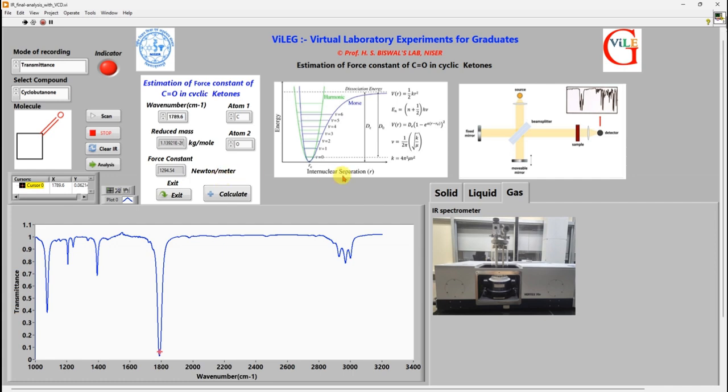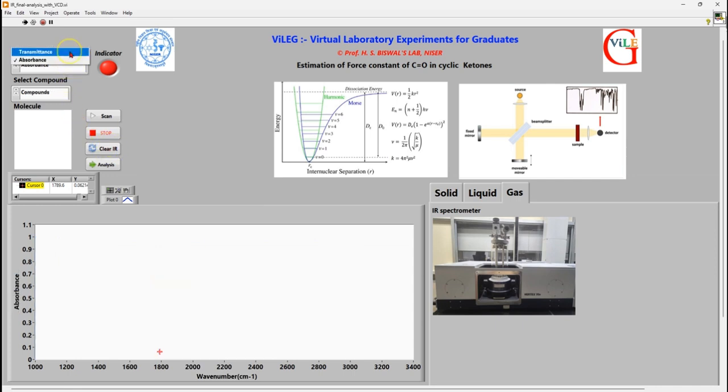1294.54 Newton per meter, which can be obtained using this equation, which is k equal to 4 pi square mu nu square. Here nu is the frequency. However, for the wave number, we have 4 pi square mu nu bar square c square. Okay, so let's have another molecule.